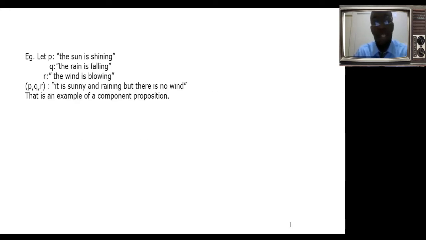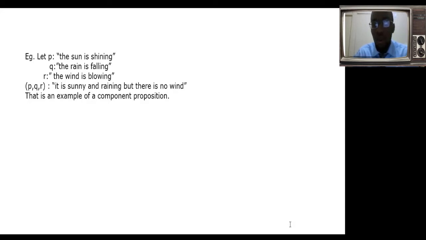Well, this is a different example. Let P be the sun is shining, Q be the rain is falling, R be the wind is blowing. So an example of a combined proposition right here: it is sunny and raining, but there is no wind. So this proposition is combined, where P is the sun is shining, Q is the rain is falling, R is the wind is blowing. So notice that we combined more than one proposition.